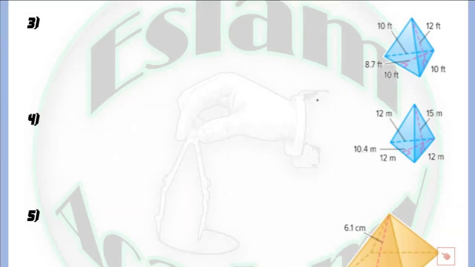In question number 3, we need to find the surface area of the pyramid. Now we need to identify the base. The base is in the shape of a triangle. So we need to find the perimeter of the triangle and the area of the triangle. So we will draw the triangle outside.